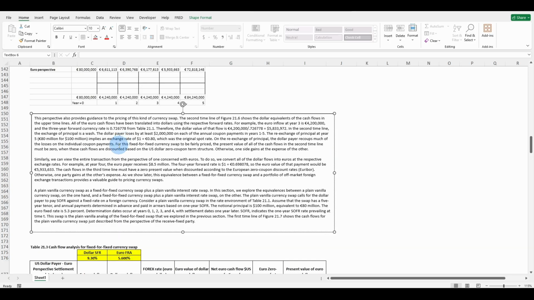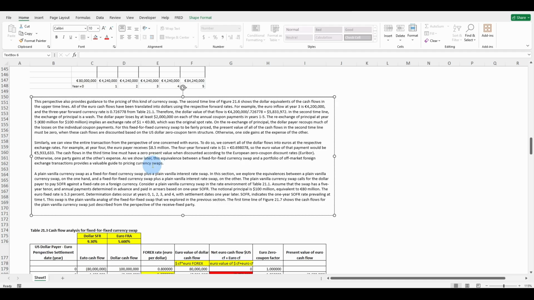For this fixed for fixed currency swap to be fairly priced, the present value of all of the cash flows in the second timeline must be zero. And these cash flows are discounted based on the US dollar zero coupon term structure. Otherwise, one side gains at the expense of the other.